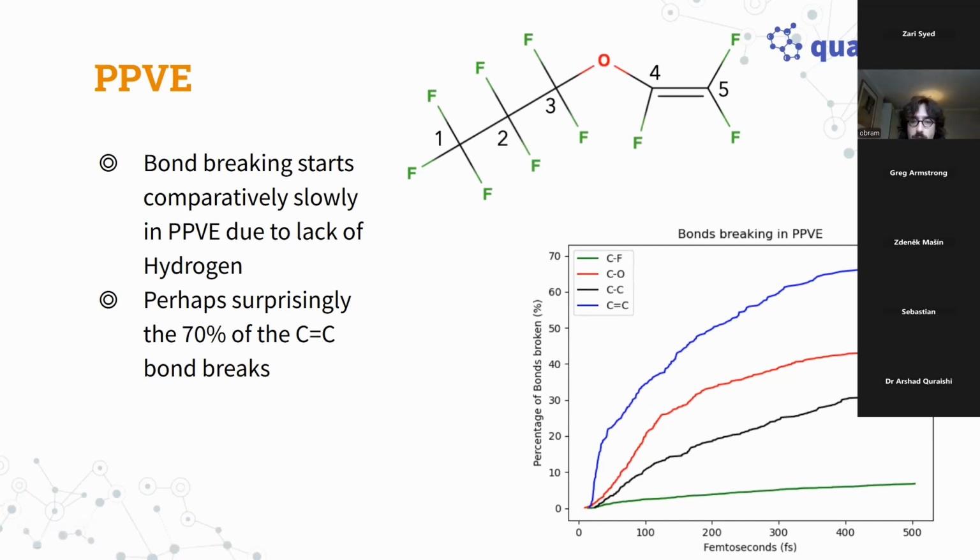So here we see that the carbon-carbon double bond breaks 70% of the time, which you might find surprising because it's the stronger carbon-carbon bond than the single bond here in black. We see quite low levels of the carbon-fluorine bond breaking, and we see just about 40% of the carbon-oxygen bonds. So about 1 of the 2 carbon-oxygen bonds breaking.